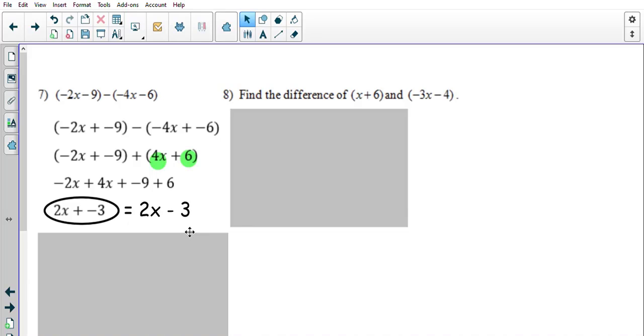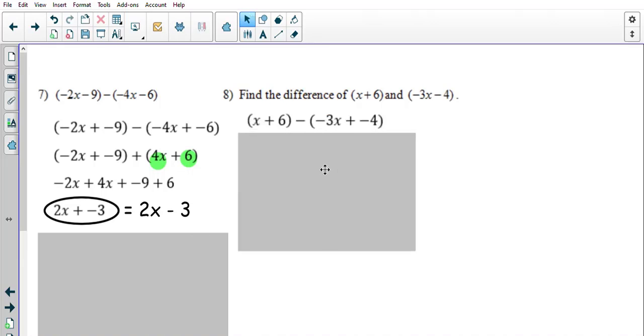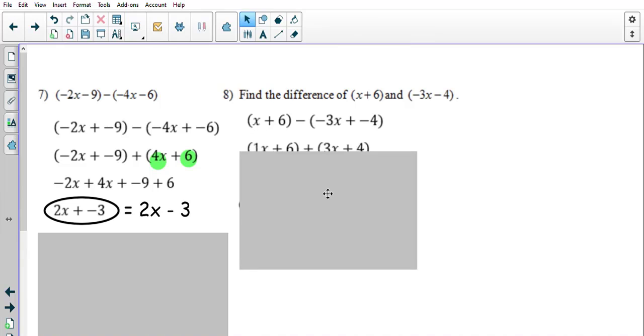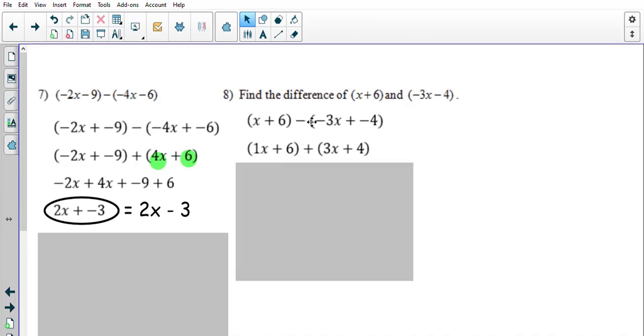So number 8, find the difference means subtraction, x plus 6 and negative 3x minus 4. So when I wrote down the problem, I added the opposite. That way we don't have to do an extra step. So I have x plus 6 minus negative 3x plus negative 4. Now steps 2 and 3, change subtraction to addition. Negative 3x becomes positive 3x, negative 4 becomes 4. You notice I also wrote x as 1x here.